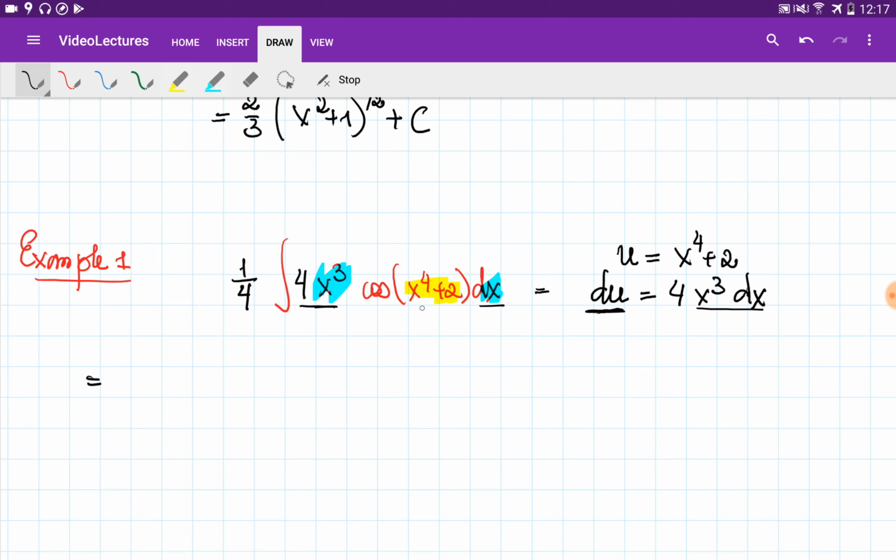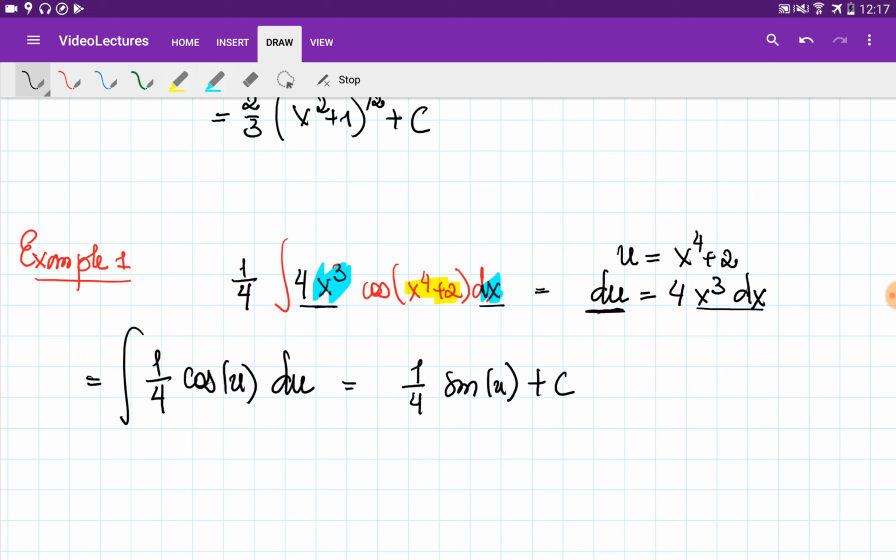Okay? So let's substitute everything here. The integral of cosine of x^4 plus 2 becomes the integral of cosine of u, right? 4x cubed dx is going to be exactly du. But additionally, we have to multiply by 1 over 4 because we additionally multiplied everything by 4. So the integral of cosine of u is simply 1 over 4 multiplied by sine of u plus the constant. Then we substitute u with x^4 plus 2 back into the answer. It's going to be 1 over 4 sine of (x^4 plus 2) plus some constant.